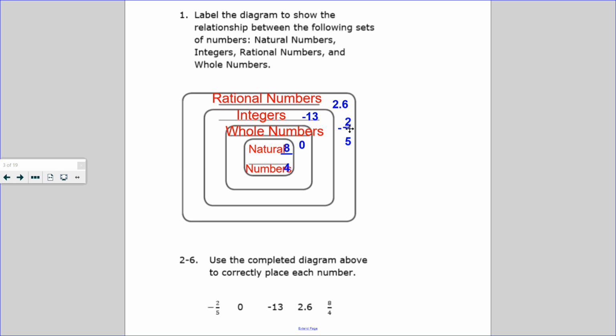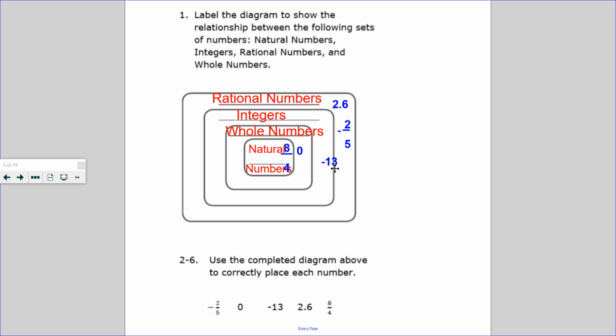So negative 2/5. Well, this is a fraction. Fractions and decimals are rational numbers, so it would be best in a rational number. 0. Can you count to 0? No. So a whole number, it goes here. Even though it can be an integer or a rational number, it is best located in a whole number. Whole numbers are 0, 1, 2, 3, 4, 5.